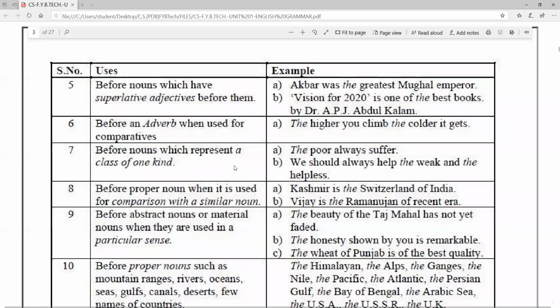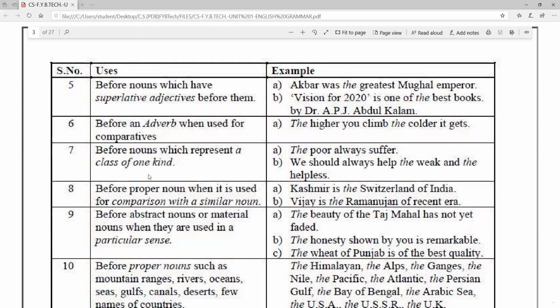Then the seventh one is before nouns which represent a class of one kind. एखादा कुठलाही क्लास असेल, जो पूर्ण त्या कम्युनिटीला रिप्रेझेंट करतो, whatever community that class is representing, for that class we have to use the as an article. For example, the poor always suffer. Here poor is a class of one kind of people, and that's why we have to use the as an article before that. The poor always suffer. गरिबांनाच त्रास होतो.